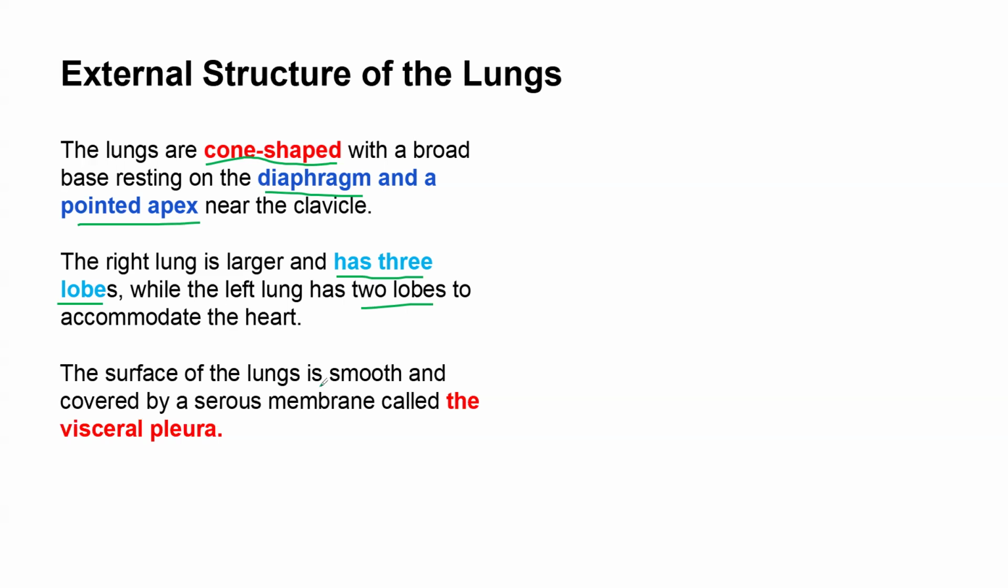And of course, the surface of the lungs is smooth and covered by a serous membrane. So the surface of the lungs is very smooth and it is covered by a membrane, and the membrane is called the visceral pleura. So visceral pleura is the membrane that covers the surface of the lungs.